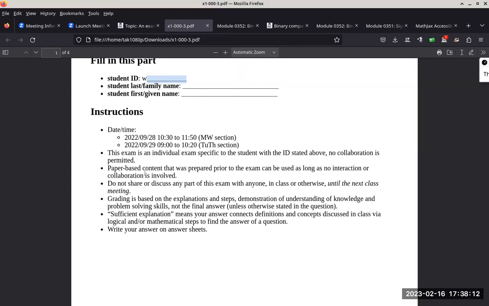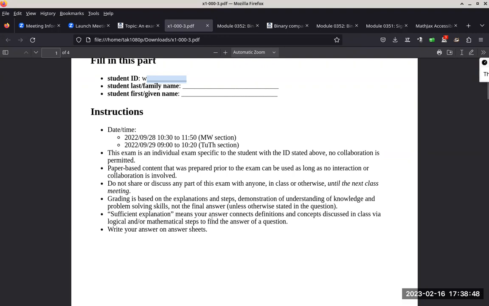Okay, so it's paper-based. Do not share or discuss any parts of this exam with anyone in class or otherwise until the next class meeting, because some people may still be taking the exam late for one reason or another. Grading is based on the explanations and steps, demonstration of understanding of knowledge, and problem-solving skills, not so much the final answer. So that means you really want to be able to show me the steps whenever I ask, especially when I explicitly ask for steps.